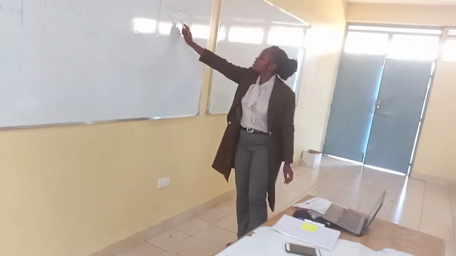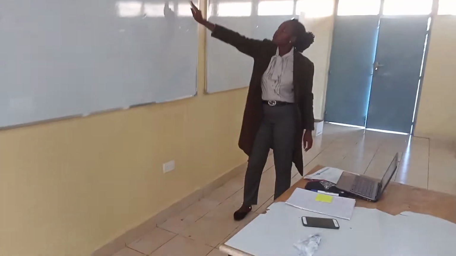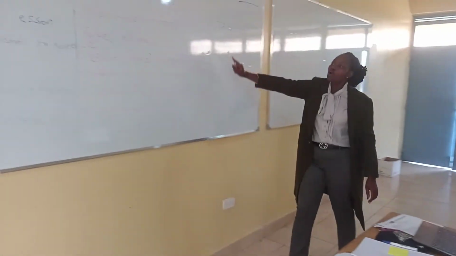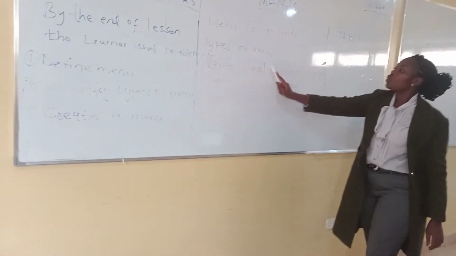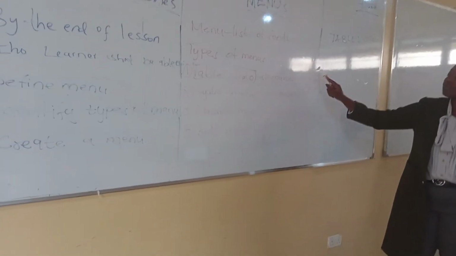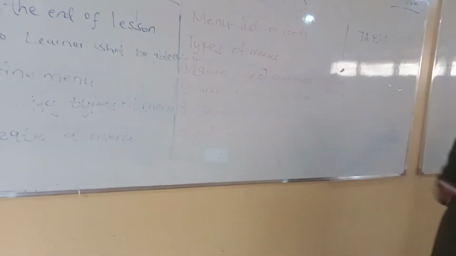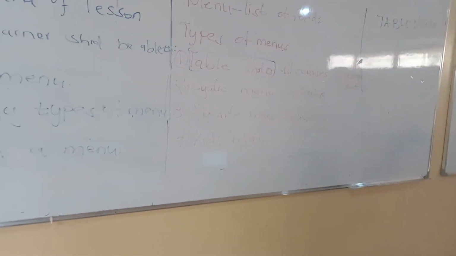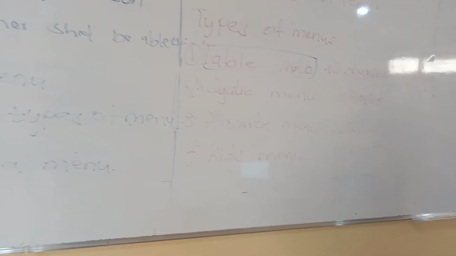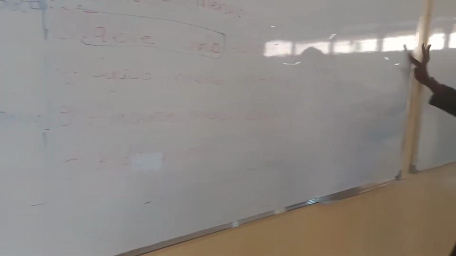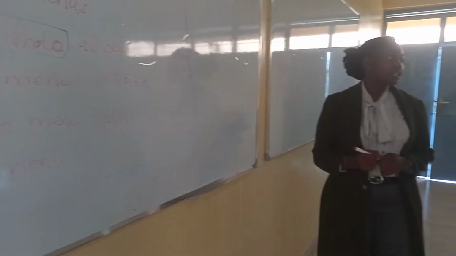So today we want to come up with a menu, which is a table d'hôte menu. We have talked about the table d'hôte menu, where all courses are priced at a common price. I need your attention here because I'm going to examine this. When coming up with a table d'hôte menu, what do you need?